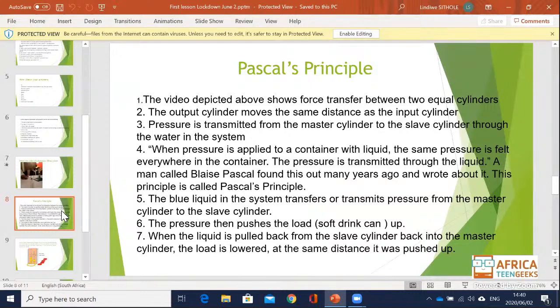This video that we have just seen demonstrates what we call Pascal's principle. Pascal's principle is that when pressure is applied on a container of liquid, the same pressure is felt everywhere in the container. Learners, I want you to note that Pascal's principle applies only where there are no leaks in the container. There should be no leaks between the master cylinder and the slave cylinder. If any hydraulic fluid is lost from the system, Pascal's principle does not apply.